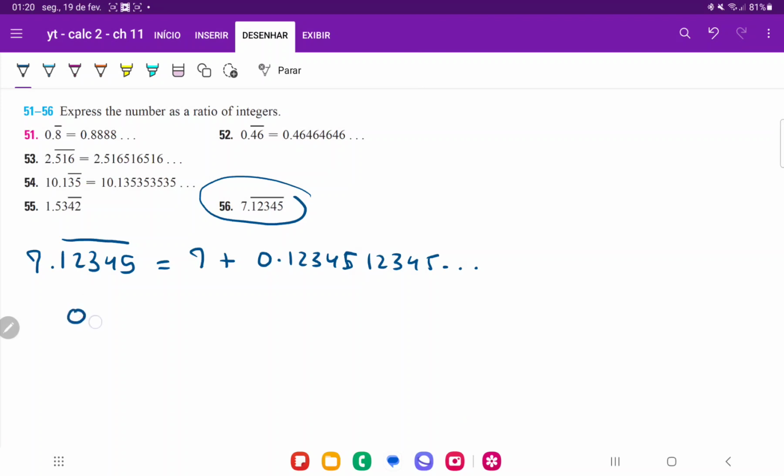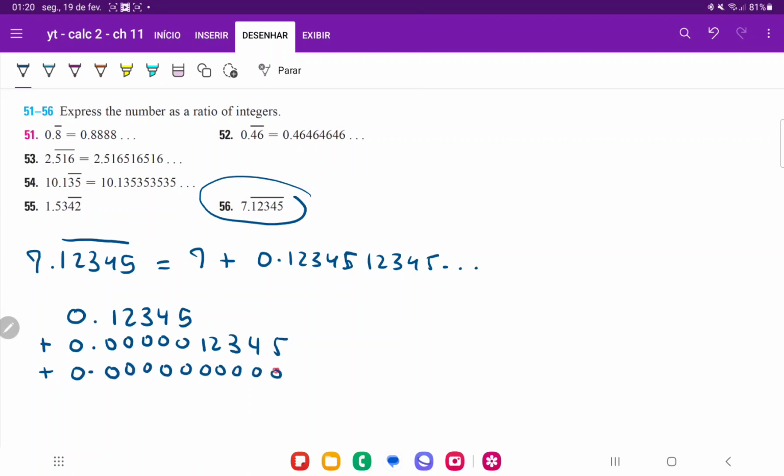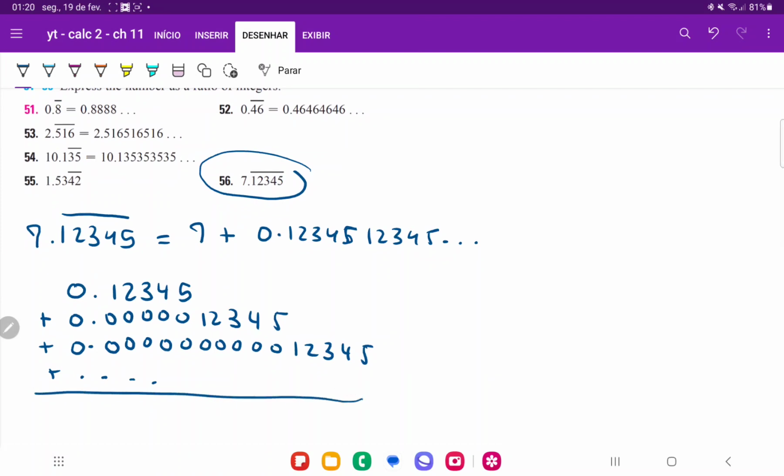So that's just going to be 0.12345 plus 0. We're going to put zeros in all the previous places and then go 12345, and the last one is 0 point, and that's going to be 10 zeros, then 12345, and then 12345, and so on and so forth. And that works out because if we were to sum it up, we could just see that that's just going to be 12345, and then 12345, and so on and so forth.